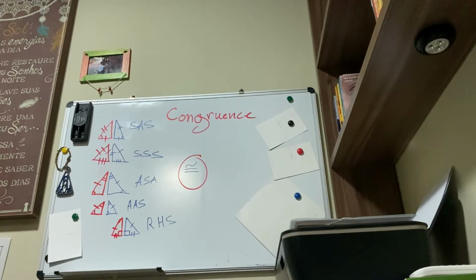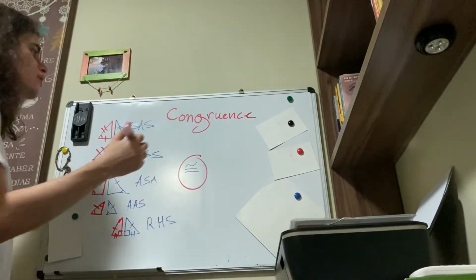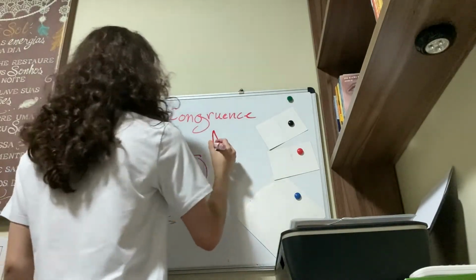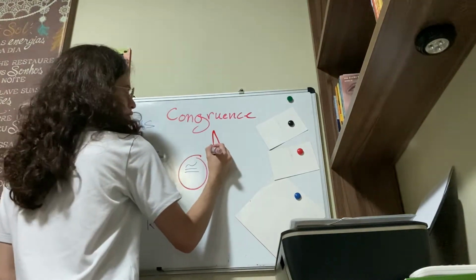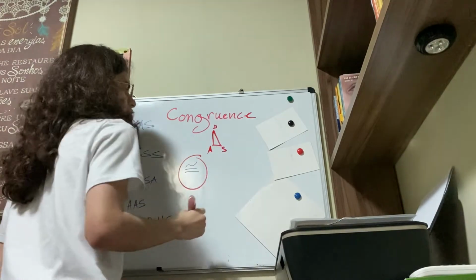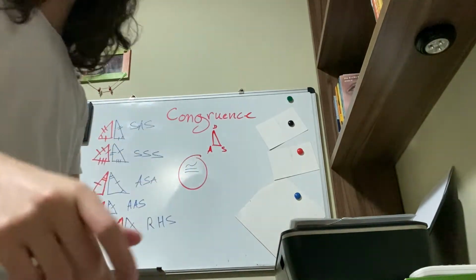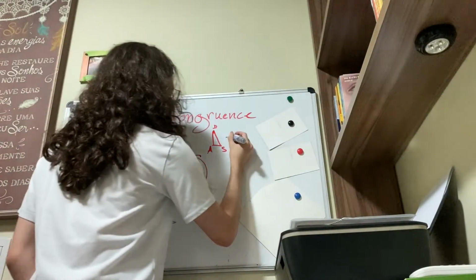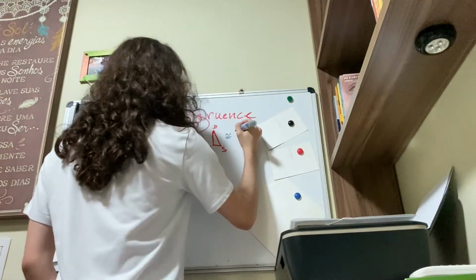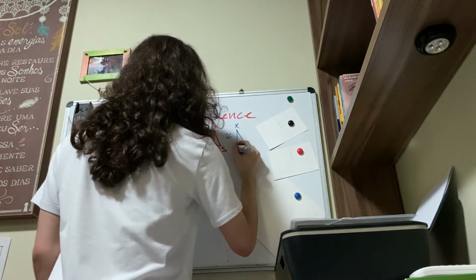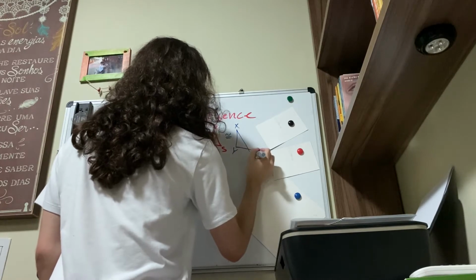Today, we are going to be working on congruence. Now, congruence is proving that this triangle right here, let's call this triangle ASD, or I guess it would be DAS, sorry, is congruent or equal, indicated by this sign, to triangle XYZ.